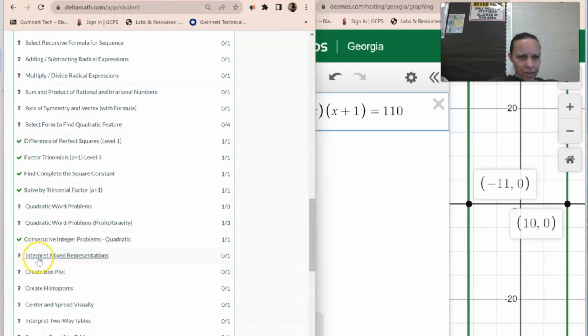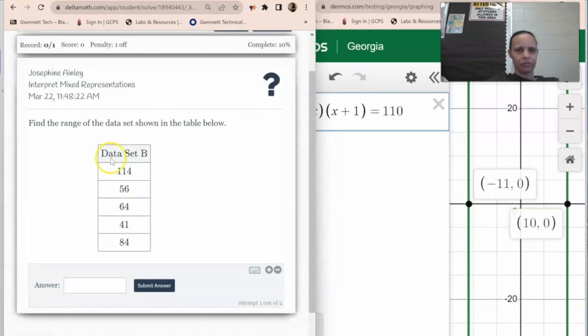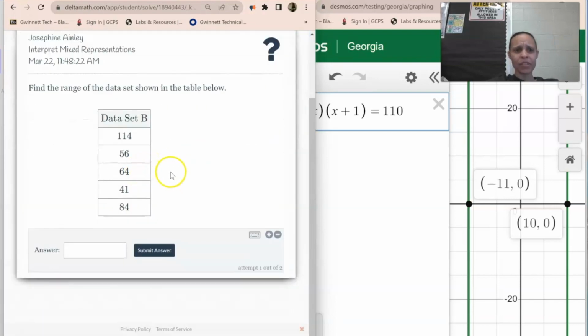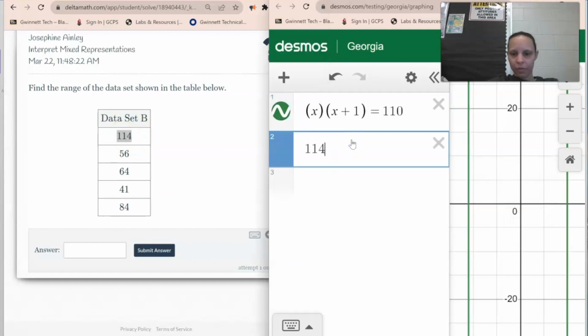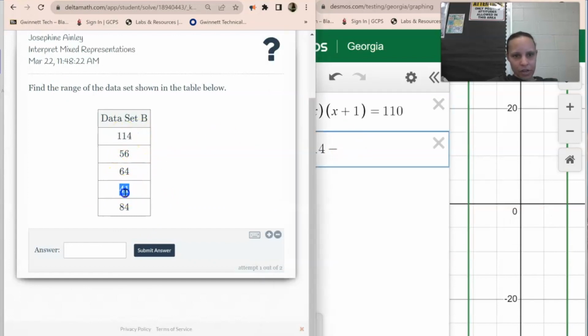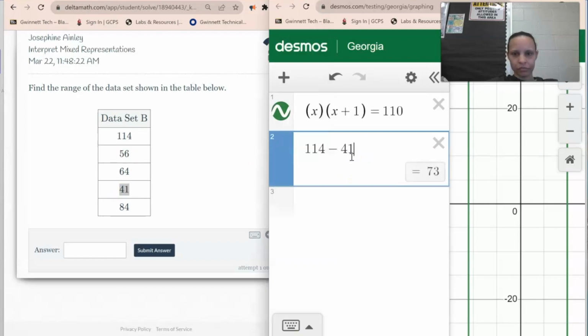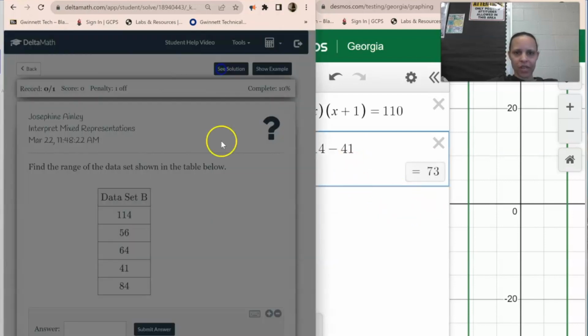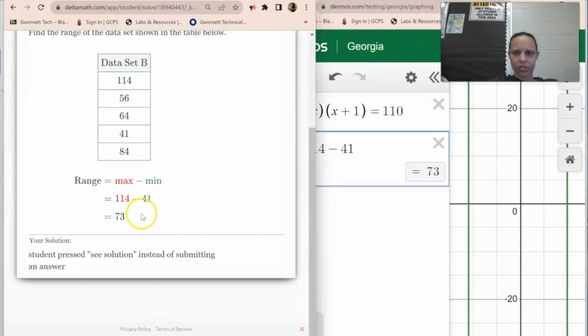All right. Interpret mixed representations, and I'm going to get these wrong so that I can do multiple. All right, so find the range. What is range? Largest, max minus min. So 114 minus the smallest number, 41. So 73. Okay, I'm just going to get some of these wrong because there are multiple questions that they could ask you. So 73 would be what it is.